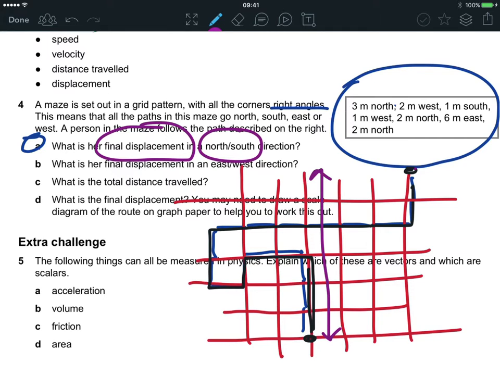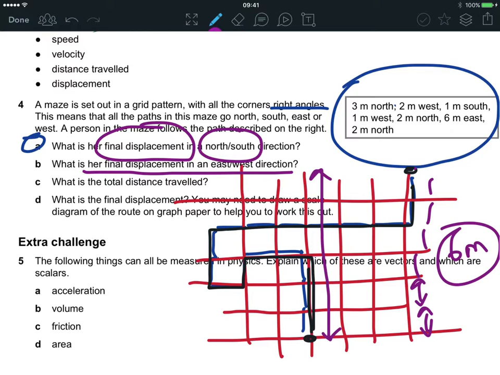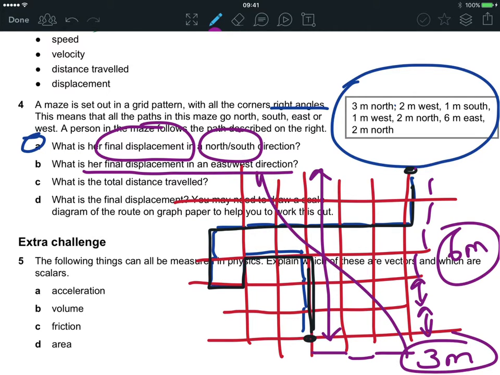Okay, so they're asking for this purple distance, which is 1, 2, 3, 4, 5, 6. So it's 6 meters, okay, in the north-south direction. What is her final displacement in the east-west direction? So that's the difference between those, which is going to be 3 meters in the east-west direction. Total distance travelled is going to be 1, 2, 3, 4, 5, 6, 7, 8, 9, 10, 11, 12, 13, 14, 15, 16, 17 meters is the total distance travelled.